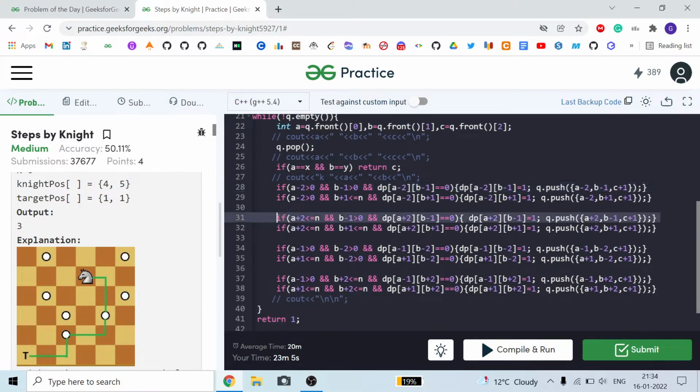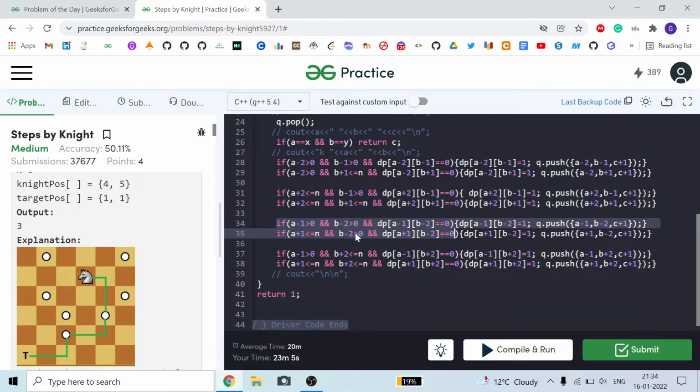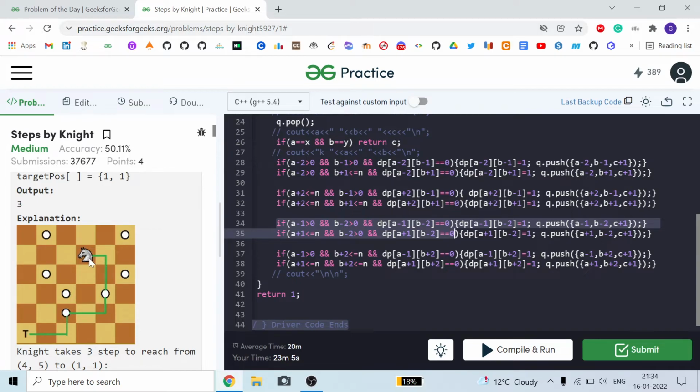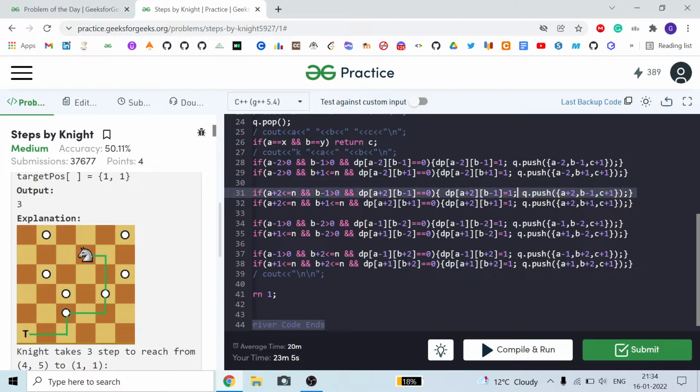Now for a plus 2, a plus 2 means here b plus 1, and here b minus 1. Again check it: dp should be 0 and it should be within the boundary limit. Then I will check for b minus 2. B minus 2 means here a minus 1, and here a plus 1. Similarly for b plus 2, above, plus 1 here, minus 1 here. I check each of these, and whichever condition is satisfied, I push it back into the queue and make the dp of that particular index equal to 1.